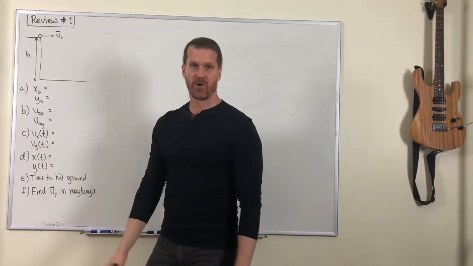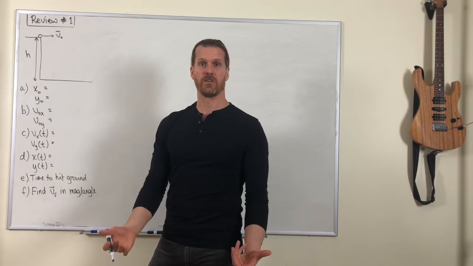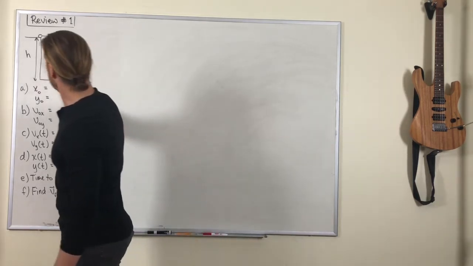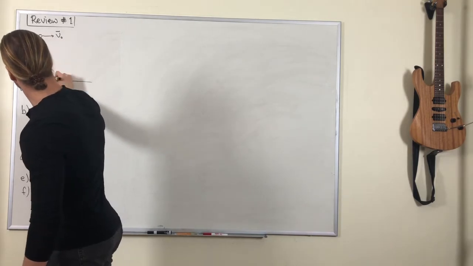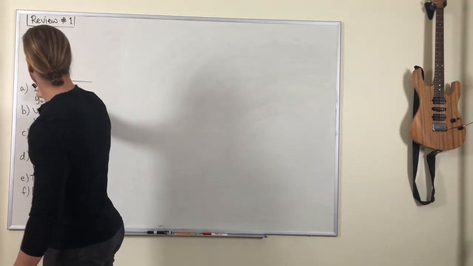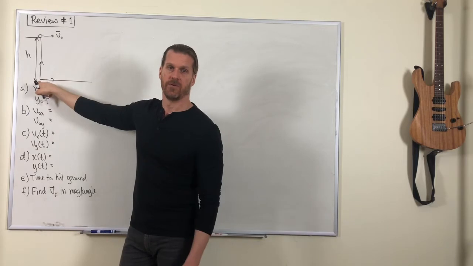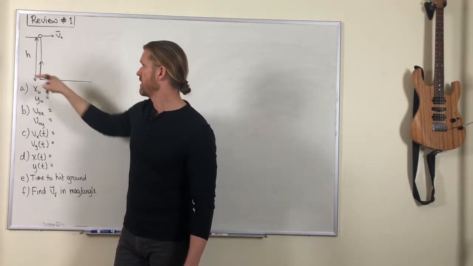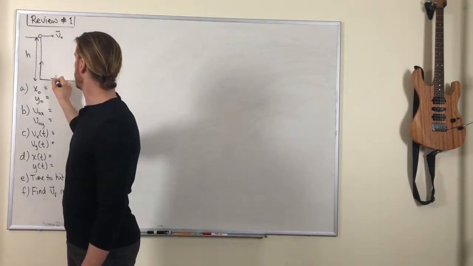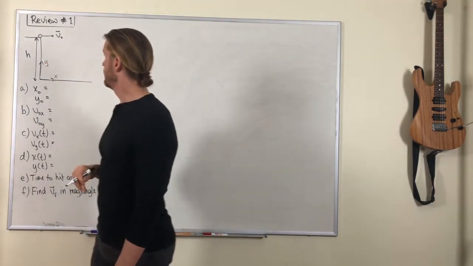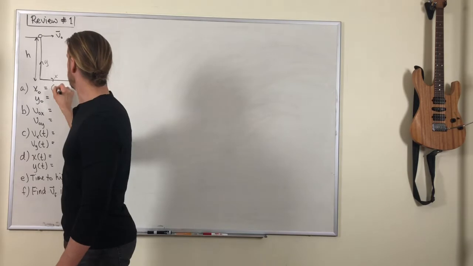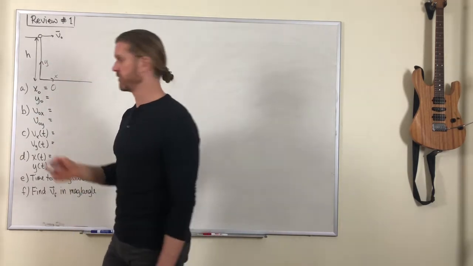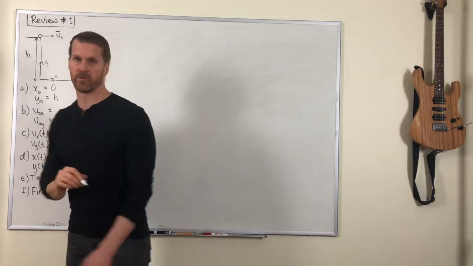The first question, part A, is to list the initial coordinates where the thing starts from. So we might as well identify our coordinate system as having the origin at the bottom of the cliff right here. And if that's our xy coordinate system, then the initial x position is 0, and the initial y position is the height, whatever number was given. I'll just write that symbol h.